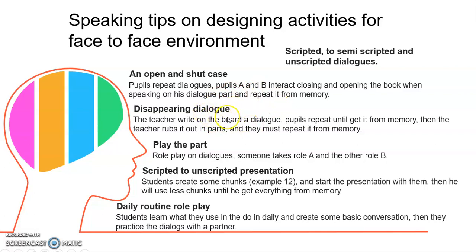Then they can move on to repeating from memory what they have learned from the conversation. The second activity teachers can work with is writing a dialogue on the whiteboard, and the pupils repeat it, and the teacher rubs out some part of the conversation, and they have to memorize it. They have to repeat it, even when it is empty.